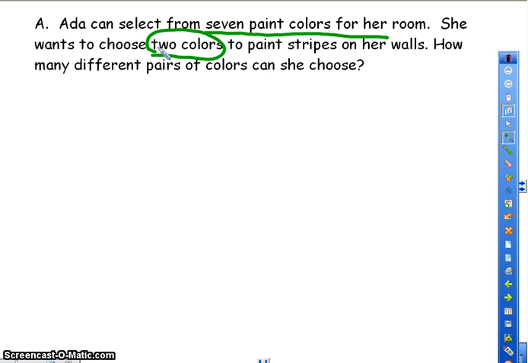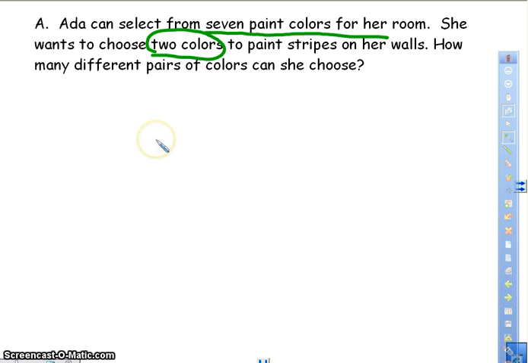Why is order not important? If I'm painting stripes in 2 different colors, is it going to look the same if the first stripe is red and the second stripe is blue, or the first stripe is blue and the second stripe is red? Yes, the room's going to look the same. It doesn't matter in what order I paint the stripes; the room will be in those exact same colors. This is why this is a combination. How many different pairs of colors can she choose? That's the question being asked.